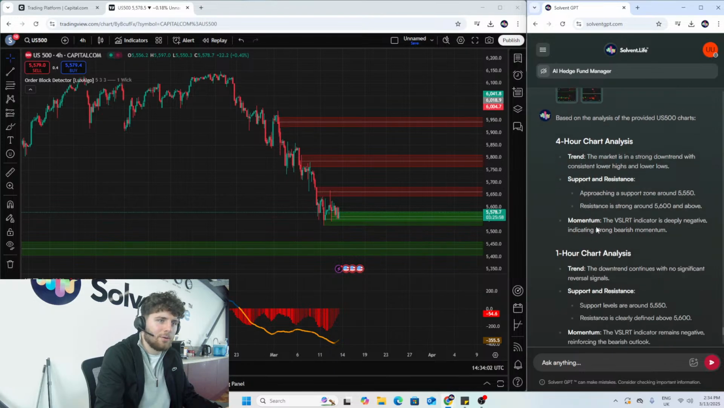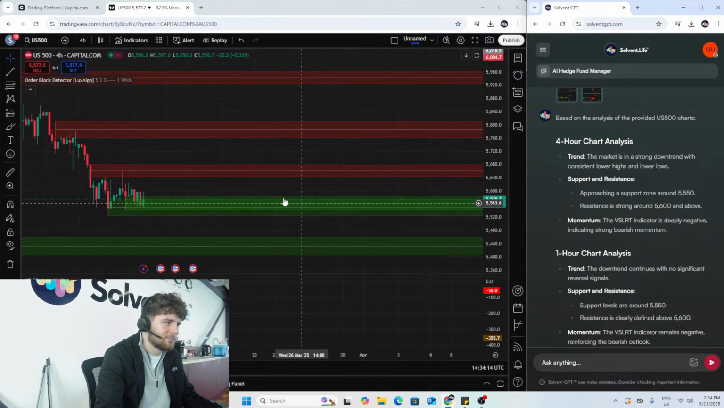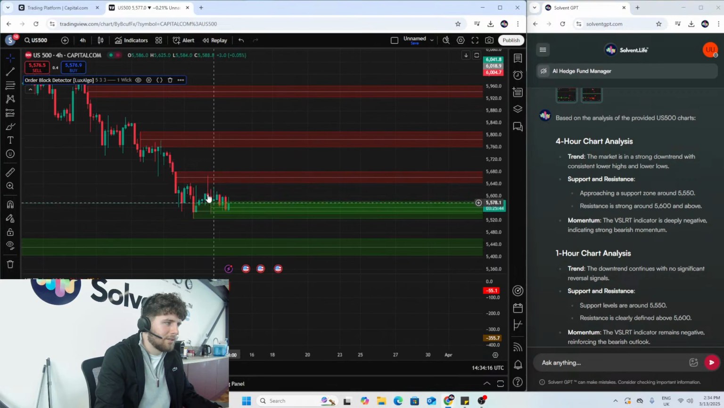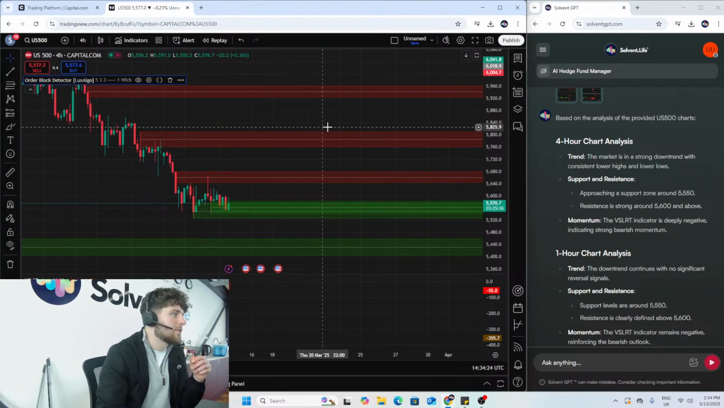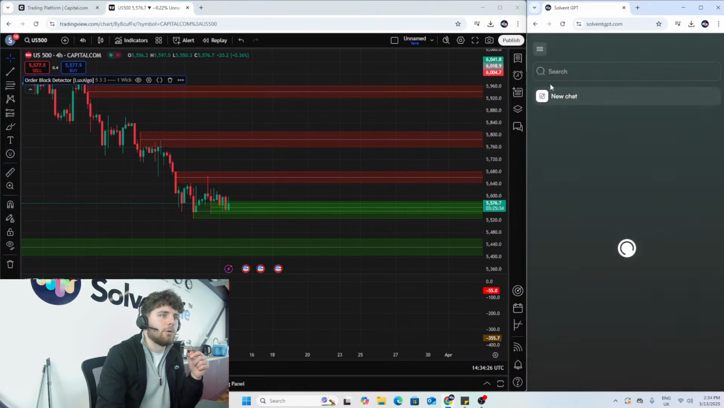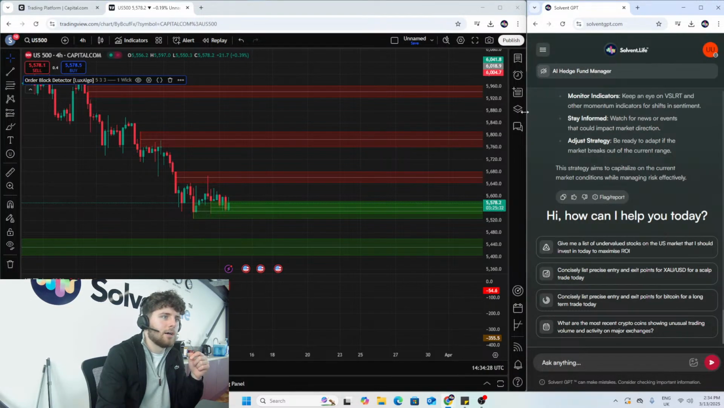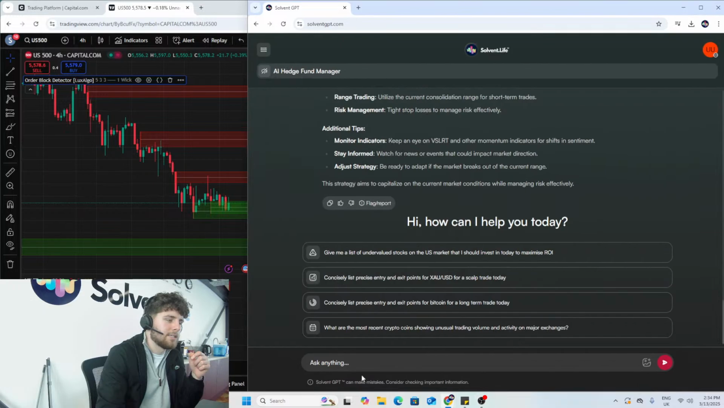Now on the 4-hour, resistance is strong around that 5,600 level and above, approaching the support of 5,550. It does seem to be bouncing around these levels. Well, if 5,600 is the entry point the GPT is recommending, we are not going to ignore it. We definitely take that into account.